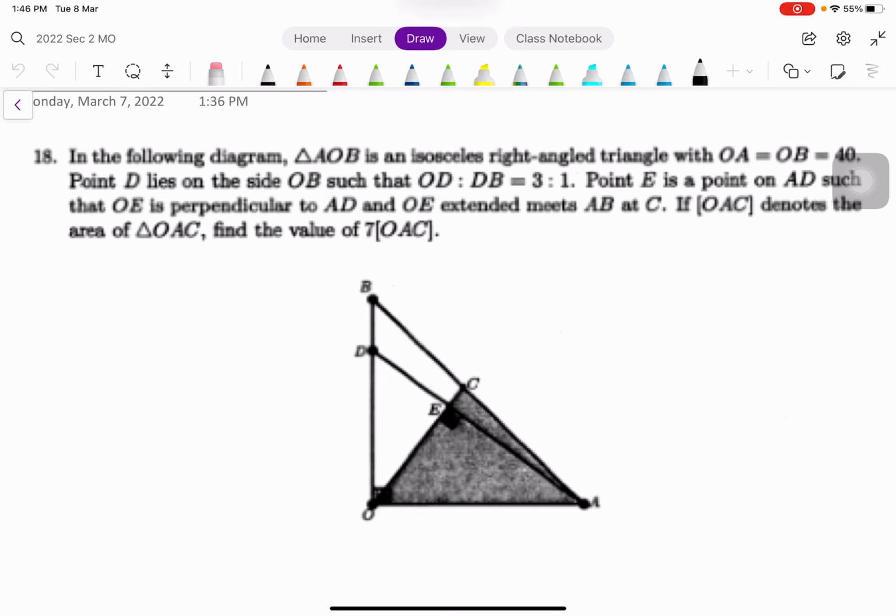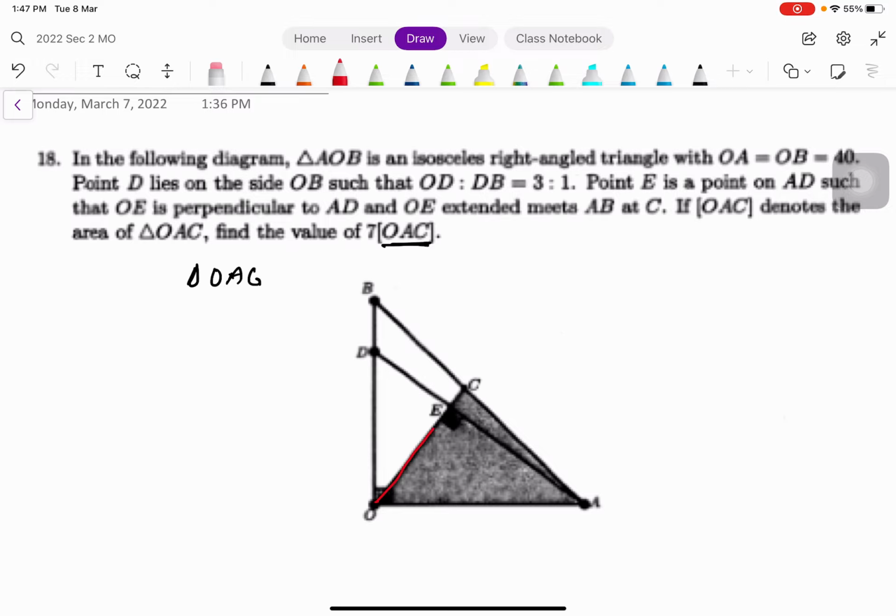Okay, let's look at question number 18. This is a slightly more complex question. To get the area of the triangle OAC, you need to calculate this length OC, and then you can see that this is the perpendicular distance. Therefore, once you get your OC and once you get your AE, you can calculate this area. And after that, once you get this area, you just multiply by 7, and then you are done.